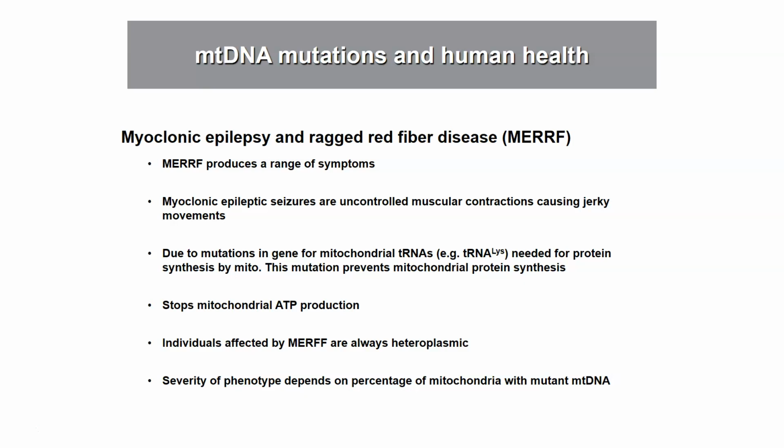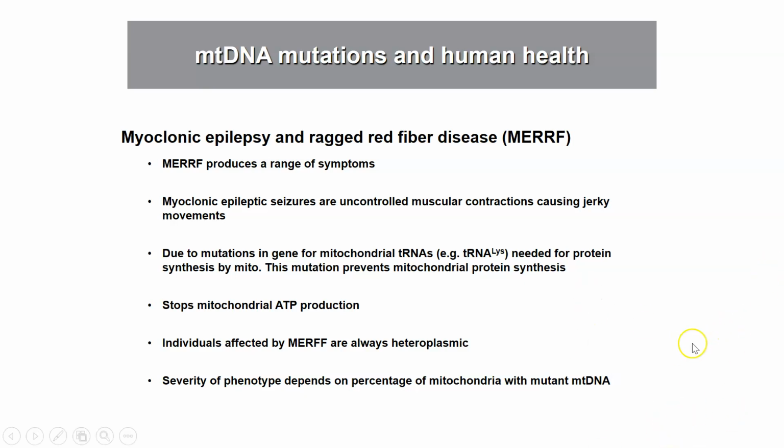Because this is a null allele which wipes out mitochondrial protein synthesis and therefore ATP production, it's not a viable situation to be homoplasmic for the null allele. So therefore, the only people that survive with MERRF are heteroplasmic for this null allele.